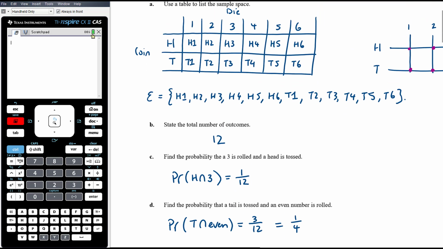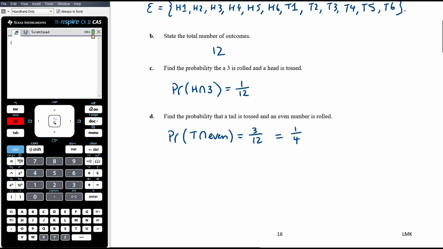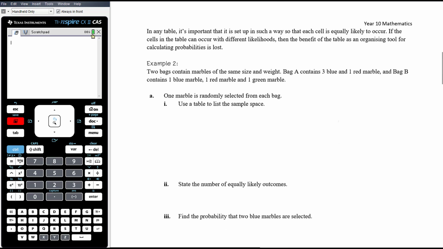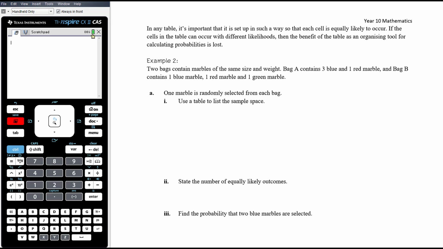So once you organise your information, it's a little bit tedious to do that, but once you've done that, answering questions is very straightforward. Okay, in any table it's really important that it's set up in a way so that each cell is equally likely to occur. Otherwise, you're making it much harder to think through the probabilities. If the cells in the table can occur with different likelihoods, the benefit of the table as an organising tool for calculating probabilities is completely lost. Okay. So let's think about this one.